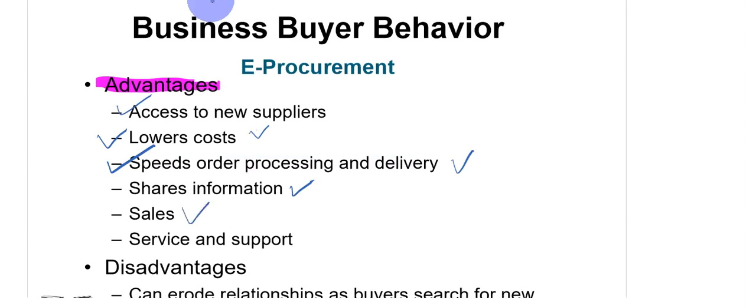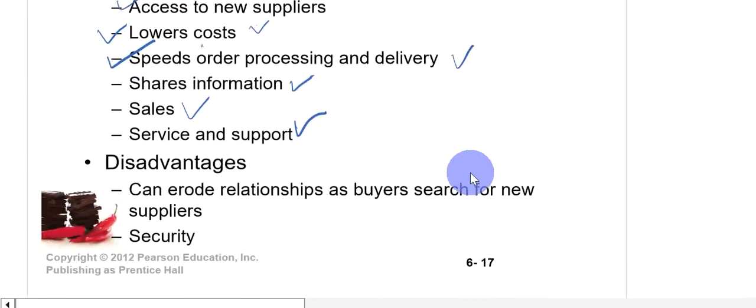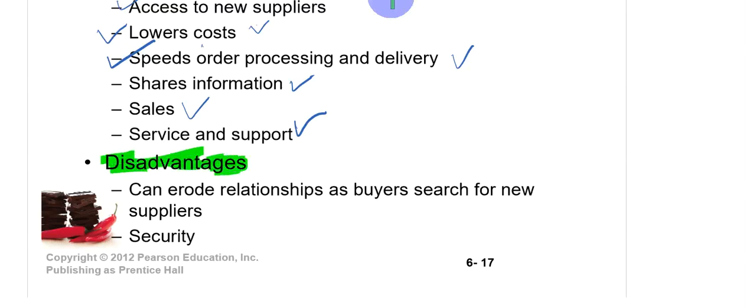We can have different organizations who are just offering their products online, and they have a huge number of sales. Next, service and support. They also provide service and support. They also have a refund policy, and they also have a return policy, and they also have a customer service mechanism.